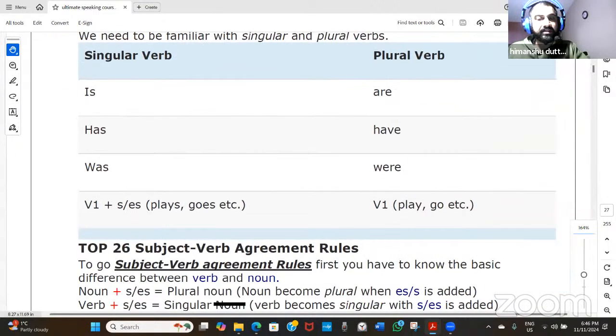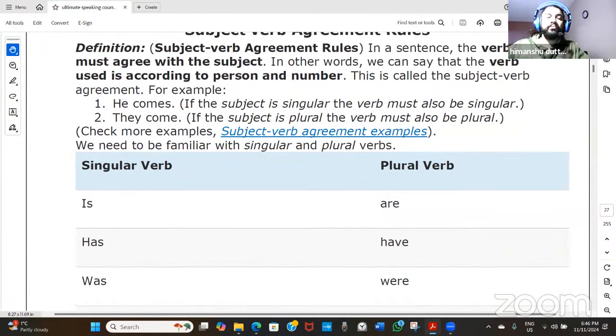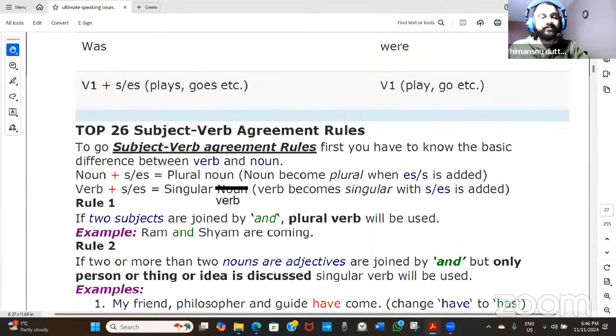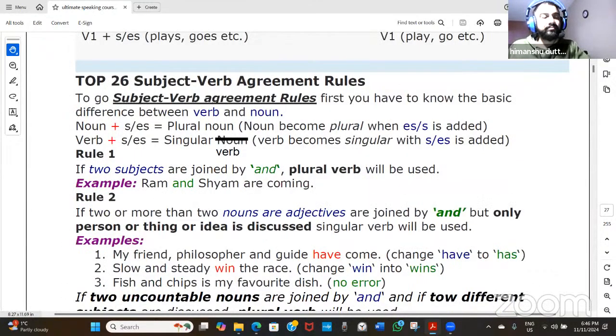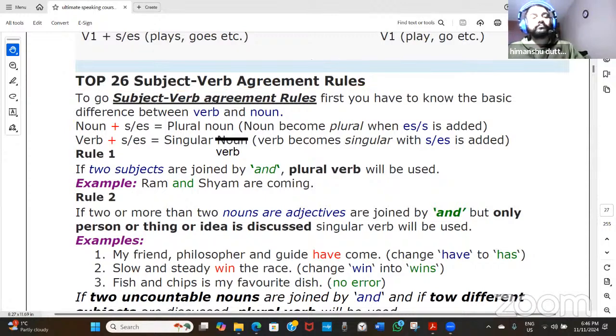But right now, you can see that we got these singular and the plural verb. And the first rule is singular subject, singular verb, plural subject, plural verb. That's it. Now, top 26 subject verb agreement rules that everyone should know. That's what I'm going to write over there, or that's what I'm going to discuss.